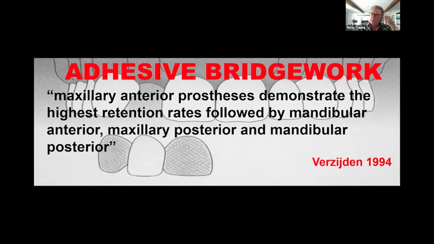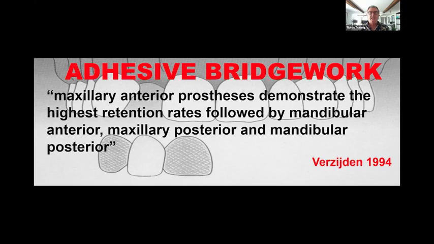What else do we know? We know that maxillaries last longer than mandibulars. We know that anteriors last longer than posteriors. So why is that? Maxillaries, most of the cement is usually under compressive stress. Mandibulars, stress is usually, from the word go, tensile. Hence, when we come to look at tooth preparation, we'll nearly always do more tooth preparation for a lower, less tooth preparation for an upper, because the lower is going to be under tensile stress.